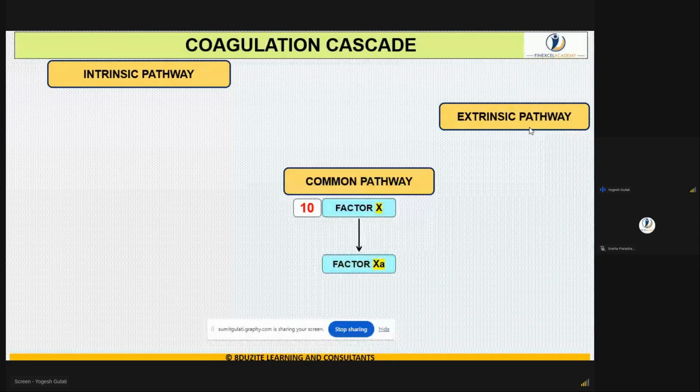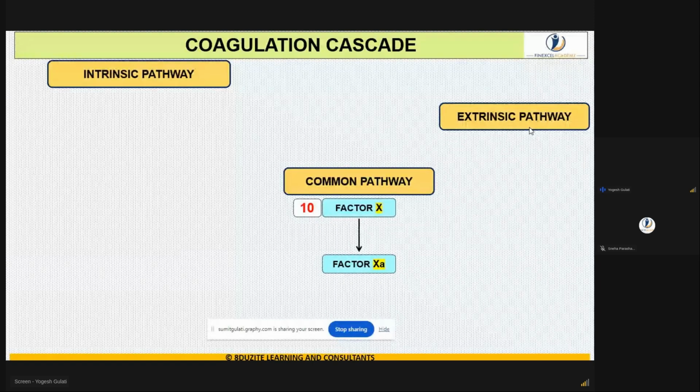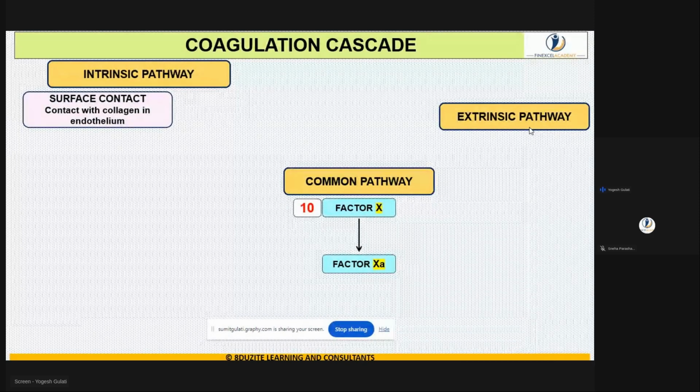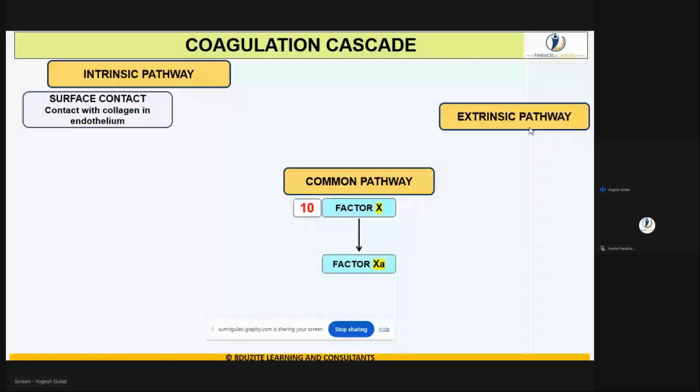Now, how does this happen? How does factor 10 get activated to factor 10A? We'll move first to the intrinsic pathway. The intrinsic pathway occurs when there is a break in the blood vessel and the endothelium, which is the inner layer, slightly breaks and the circulating blood comes in contact with the collagen. It is called intrinsic because the blood vessel is not entirely broken, only the inner lining is broken and collagen is exposed to the circulating blood factors.